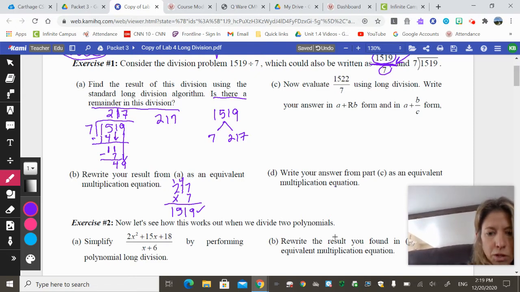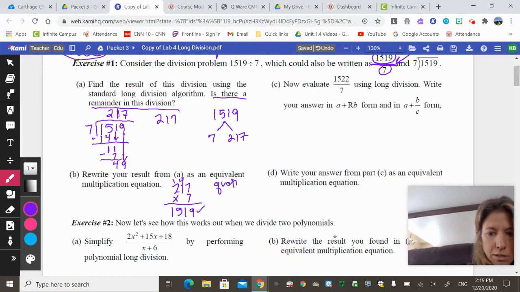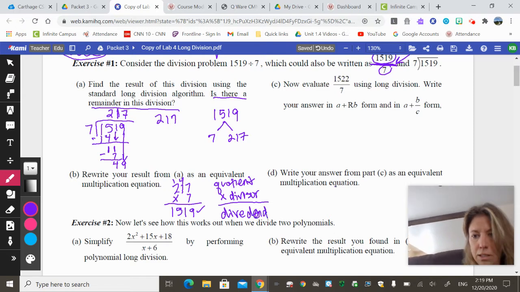Okay, so the quotient, oops, I forgot the U. And this is important that you know you can check your answers. Quotient times the divisor equals the dividend. That's an E, dividend.